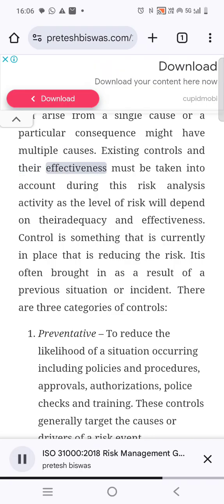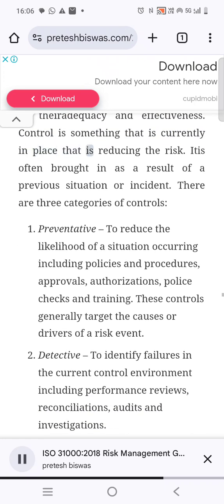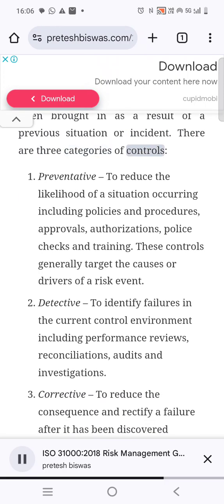Existing controls and their effectiveness must be taken into account during this risk analysis activity, as the level of risk will depend on the inadequacy and effectiveness. Control is something that is currently in place that is reducing the risk. It is often brought in as a result of a previous situation or incident. There are three categories of controls.